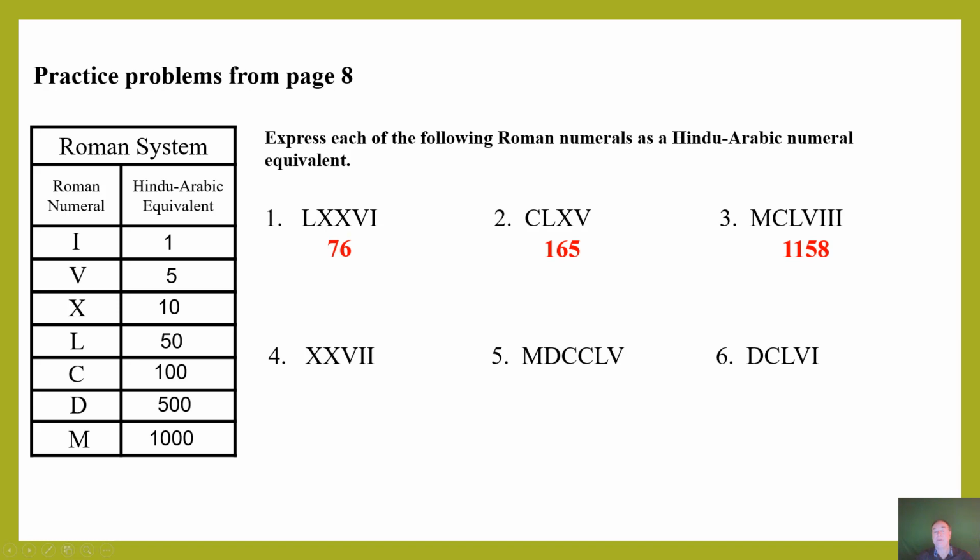Number 4, this would have been 27. 10 plus 10 plus 5 plus 1 plus 1, 27. Number 5 would have been 1,000 plus 500 plus 100 plus 100 plus 50 plus 5, 1,755. DCLVI would be 500 plus 100 plus 50 plus 5 plus 1. Add it all up, 656.